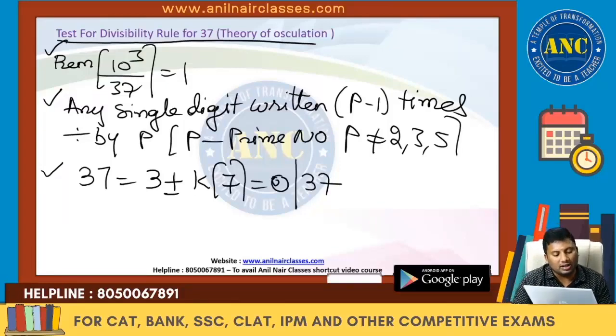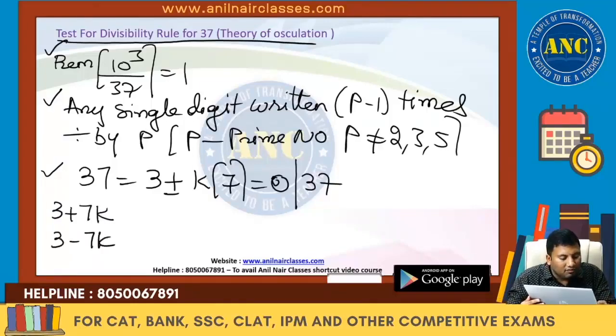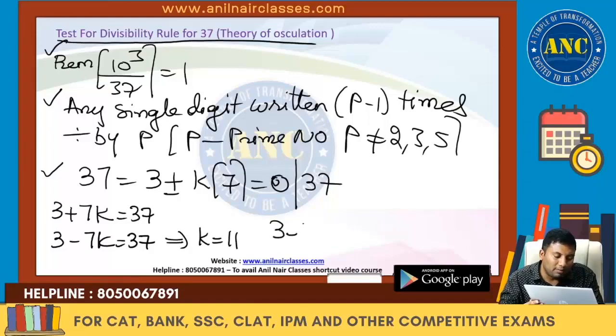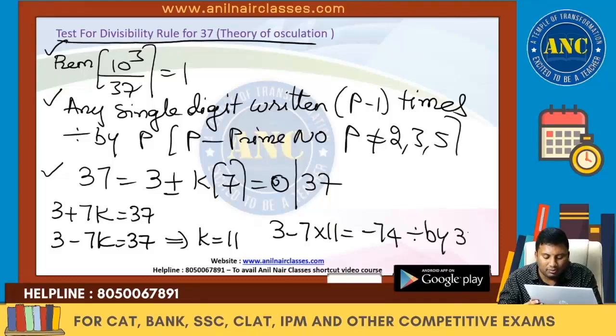Now you only tell me, sir. Suppose I take 3 plus 7k or 3 minus 7k, which number are you getting? Either it should be 37 or 74. Suppose k value 1, 10, 14, 17; k value 3, 21, 24; k value 5, 35, 39. Now you tell me which value of k will satisfy this number. Here if you observe closely, k equals 11 will satisfy because 3 minus 7 into 11 is minus 74. Minus 74 is divisible by 37.